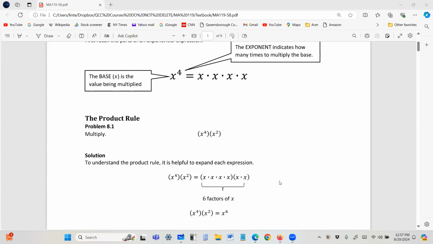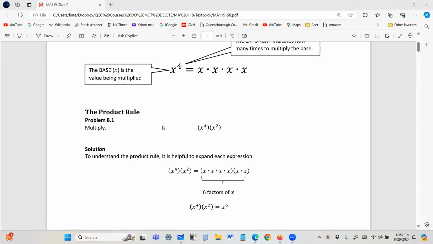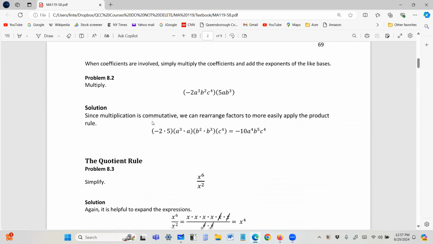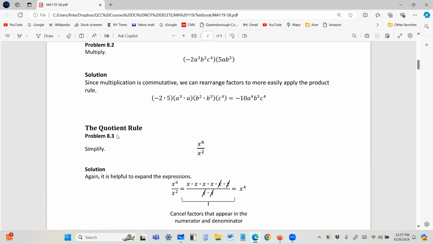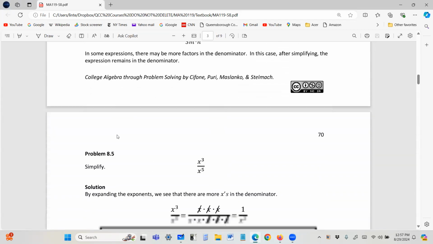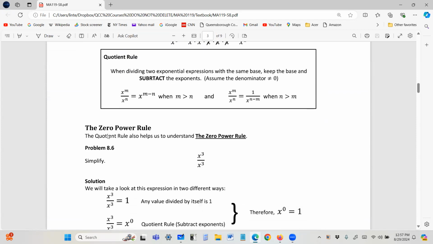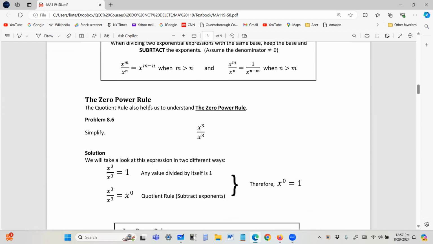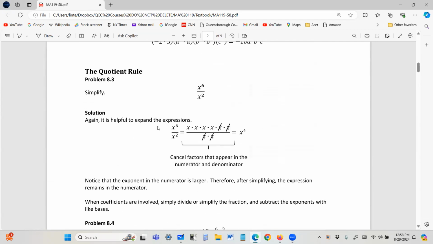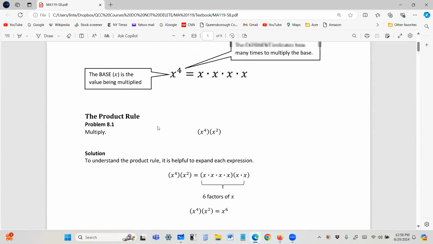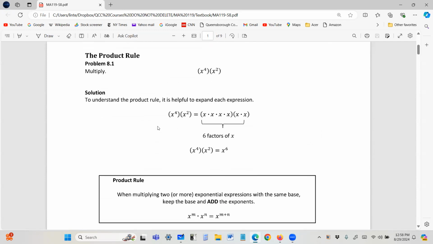And now let's take a look at the first 3 basic properties that we have. We have the product rule, which is right here. We'll take a look at the quotient rule, which is division. Product rule, multiplication; quotient rule, division. And then your textbook talks about the zero power rule, which is just, in essence, any number or variable raised to the power of 0. We'll take a look at that in a minute. So I'll go over the definition, and then we'll do some examples.